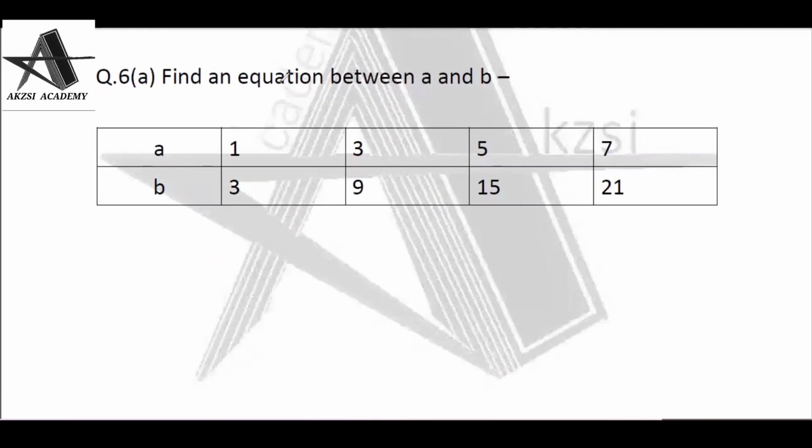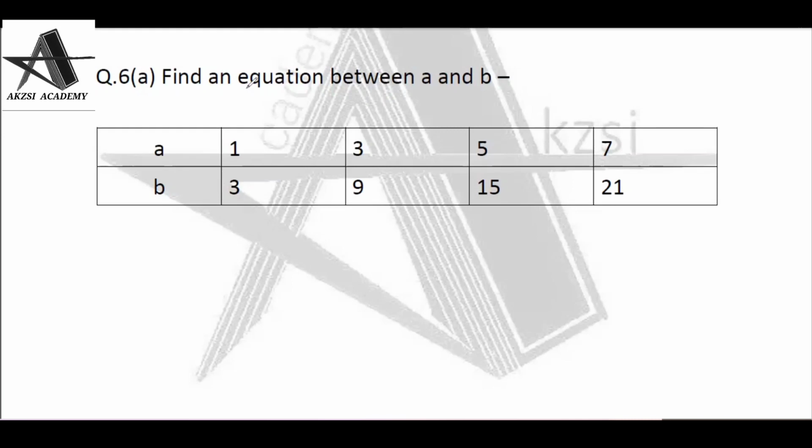It says find an equation between a and b. The values of a and b are given in this table, but they haven't mentioned whether it's a direct or inverse relation. The simple rule is: if one is increasing, the other is increasing, and if one is decreasing, the other is decreasing. That means whatever is happening with one, the same is happening with the other. That means that is a direct relationship.